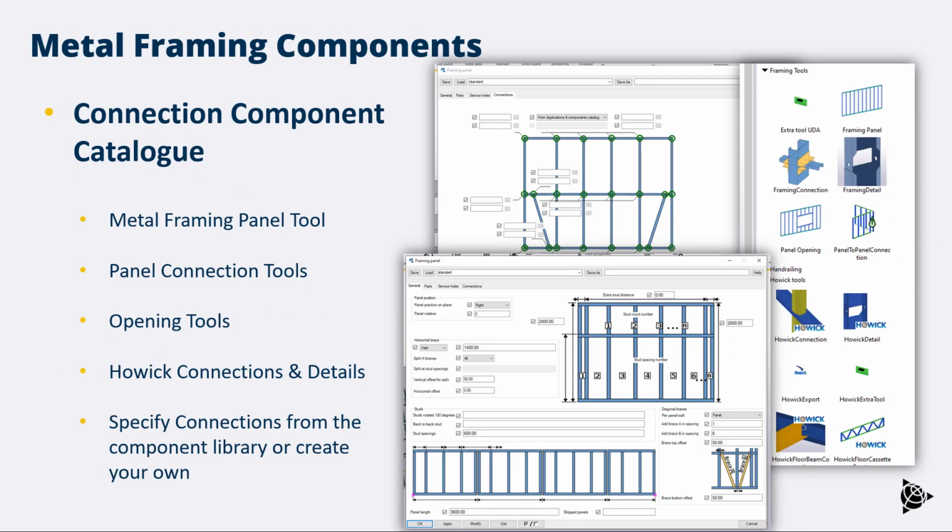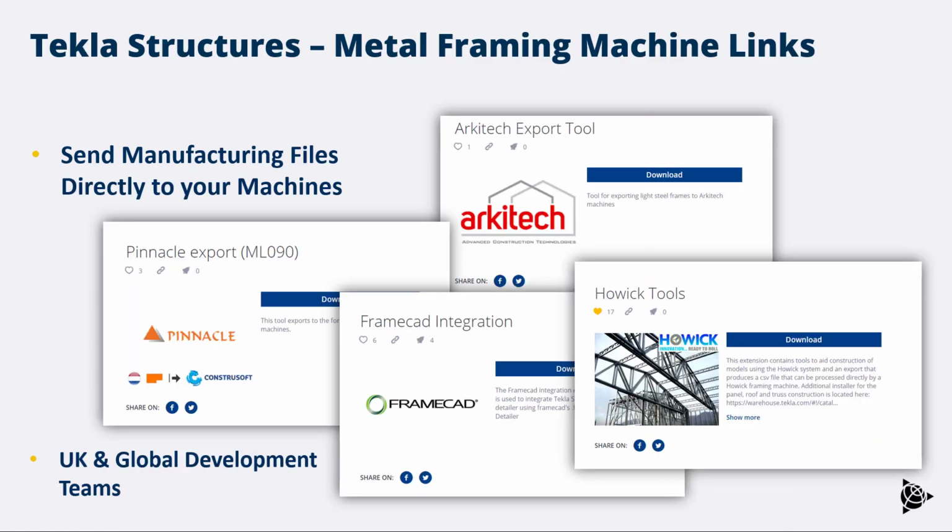And you also have access to the metal framing components. So this is the framing tools that are available. So you have the framing panel tool, the panel connection tools, the opening tools. If you use a manufacturer such as Howick, then their connections are on the system there too. Or if you want your own custom connections, you can create your own as well. We have some links available already on Warehouse, and this is an overview of those. And we also have a UK and a global development team who work on updating and improving the tools based on user feedback.